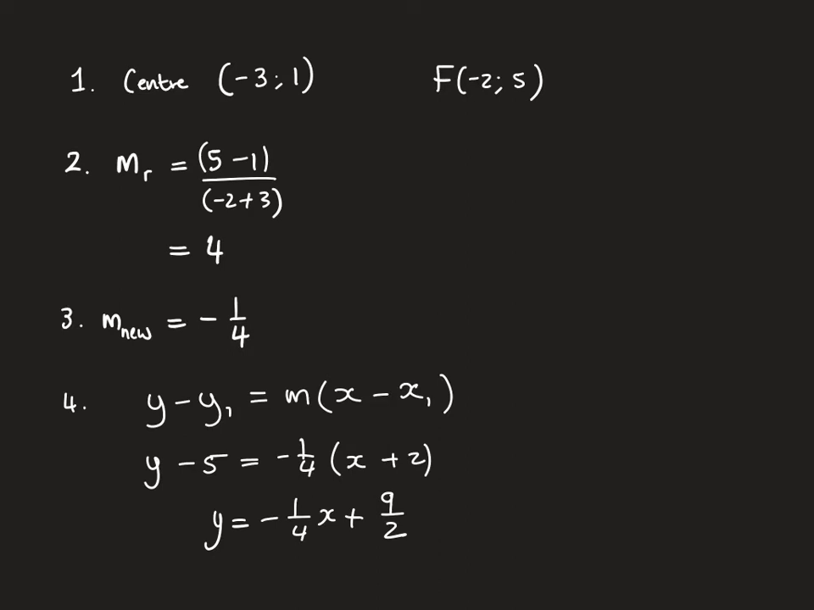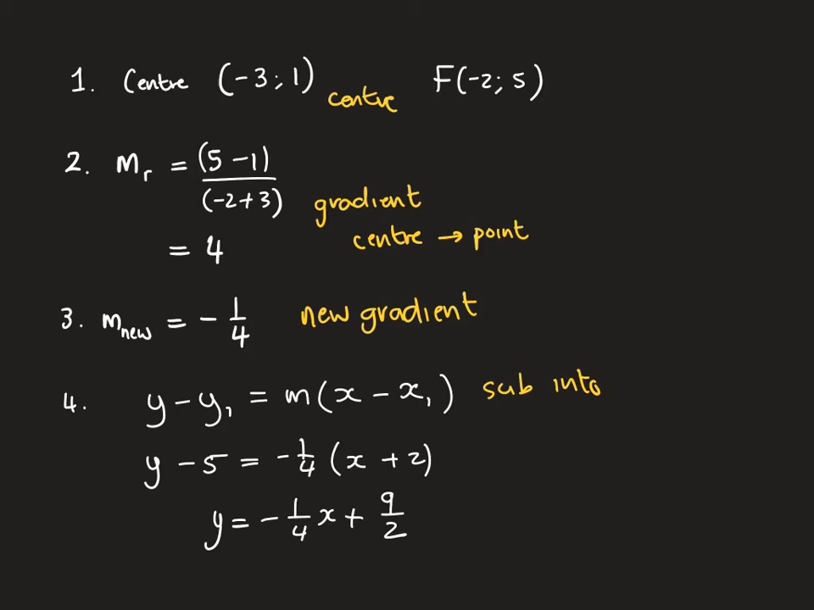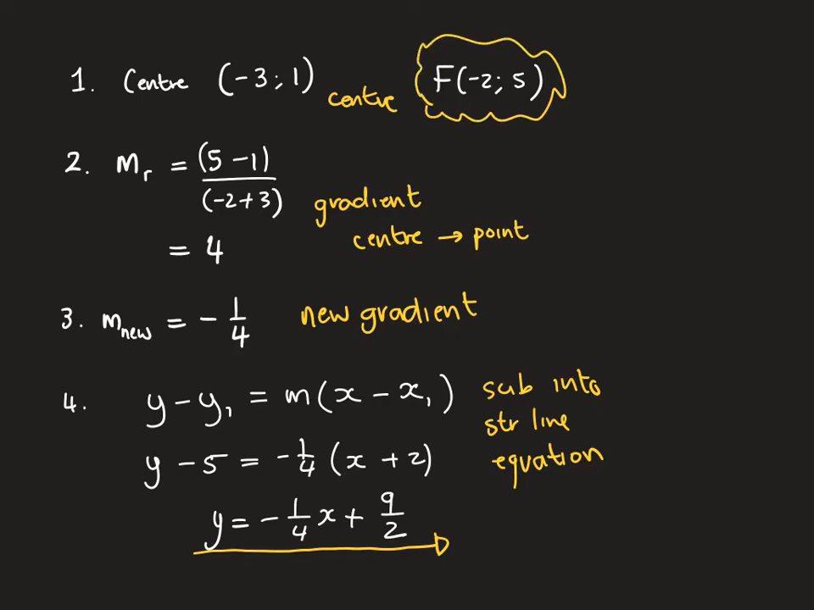So again, to recap, let's make a note of what we did. We found the center, we found the gradient that links the center to the edge, to the point on the edge. We then got the new gradient. And finally, we subbed all of these into our straight line equation. And this then is the equation of the tangent that touches the point minus 2 and 5.